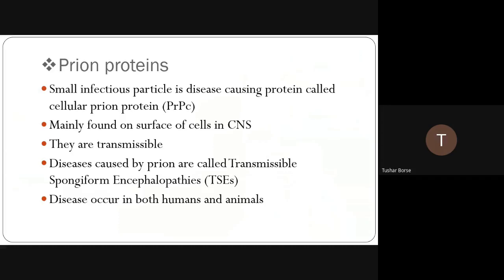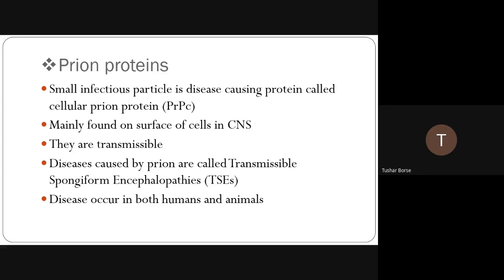Prion protein: these are small infectious particles. They are mainly found in the central nervous system. They are transmissible, and the diseases caused by the prion protein are called transmissible spongiform encephalopathies.